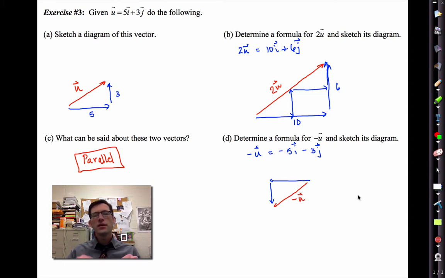Now, what's interesting about this is that in a certain sense, if we were just talking about coordinate geometry, we would say that negative u and u are also parallel. They both have slopes of 3/5. But this actually gets its own special name. This one is called anti-parallel.